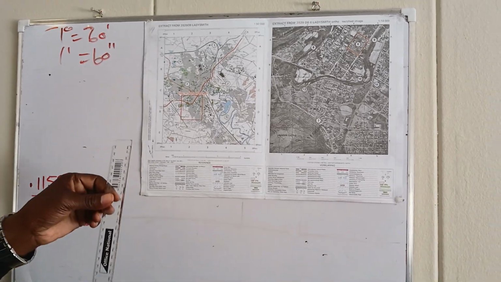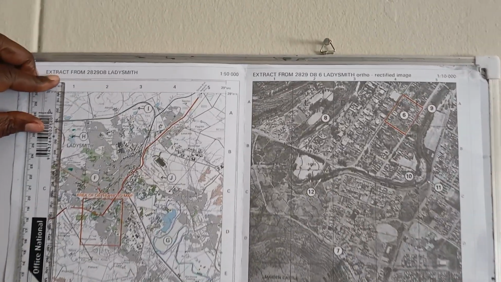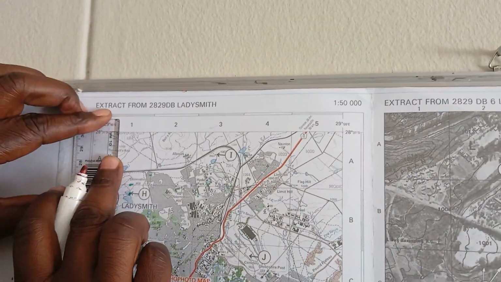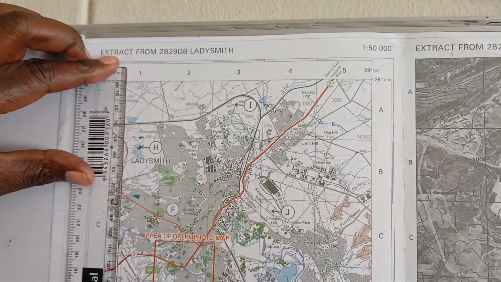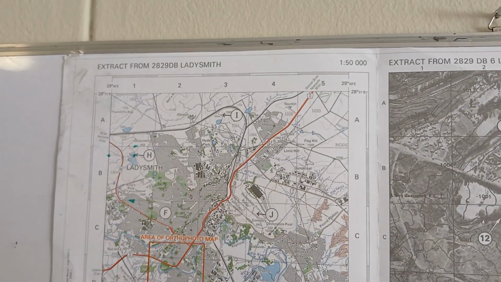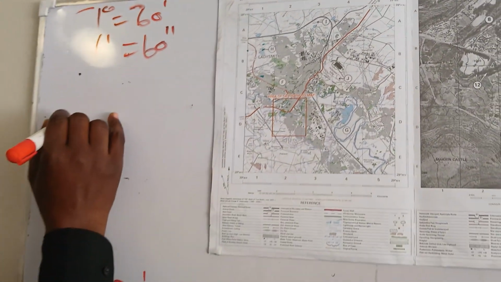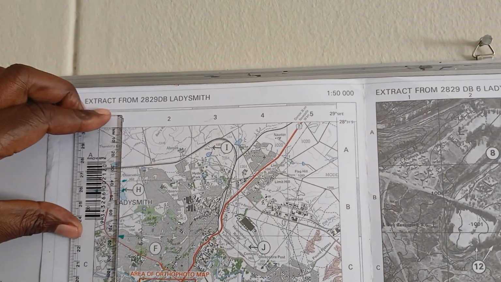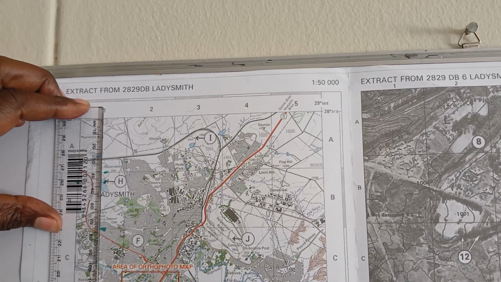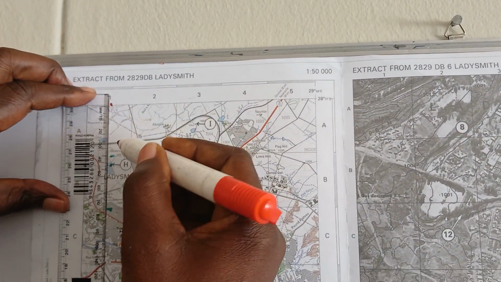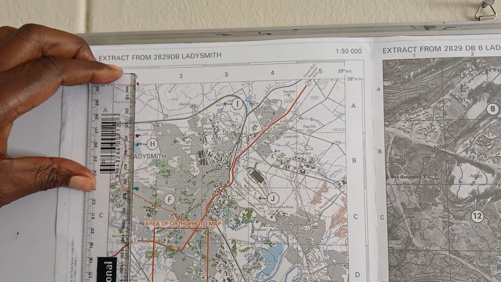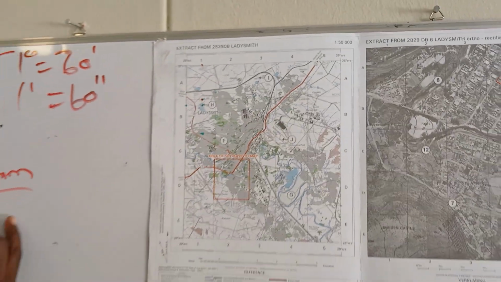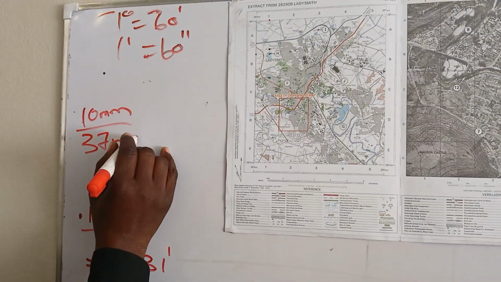So I'm going to use my ruler from here. You can see from here up to where my spot height is around 10 millimeters. So I'm going to use 10 millimeters. Remember the rule that if you measure from here up to there, on all the maps that we use in South Africa, you would find that the length from here up to there is 37 millimeters. I've also measured, I think you can see it's 37 millimeters.